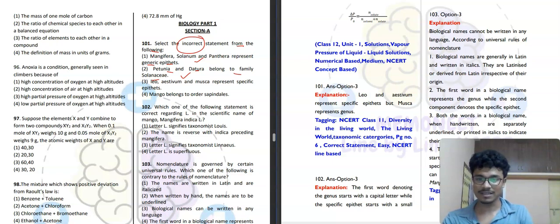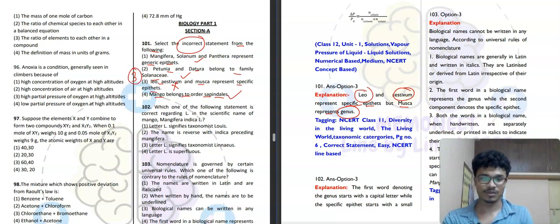Now the next statement is Leo, Aestivum and Musca represent a specific epithet. This is not correct because, you can see in the explanation, Leo and Aestivum represent a specific epithet, although Musca doesn't represent the specific epithet, it represents the genus. That's why this statement is incorrect. Now the next one is mango belongs to order Sapindales. So it is also a correct statement. So our correct option for this question is 3, because it is the incorrect statement.